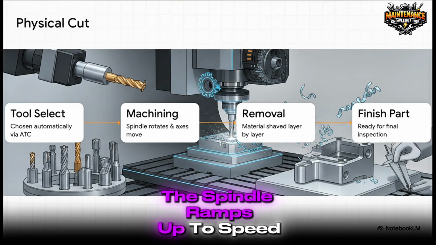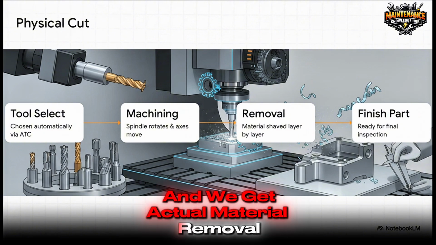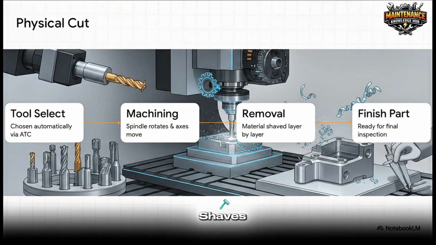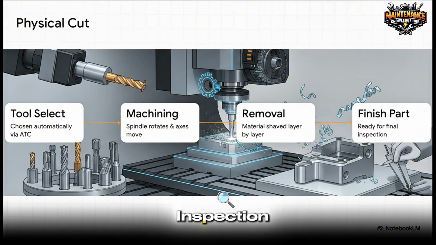The spindle ramps up to speed, the servo motors drive the axes, and we get actual material removal. That rotating cutter just shaves away the raw block layer by layer until the geometry is absolutely perfect. Once the dust settles, you've got your finished product ready for final inspection.